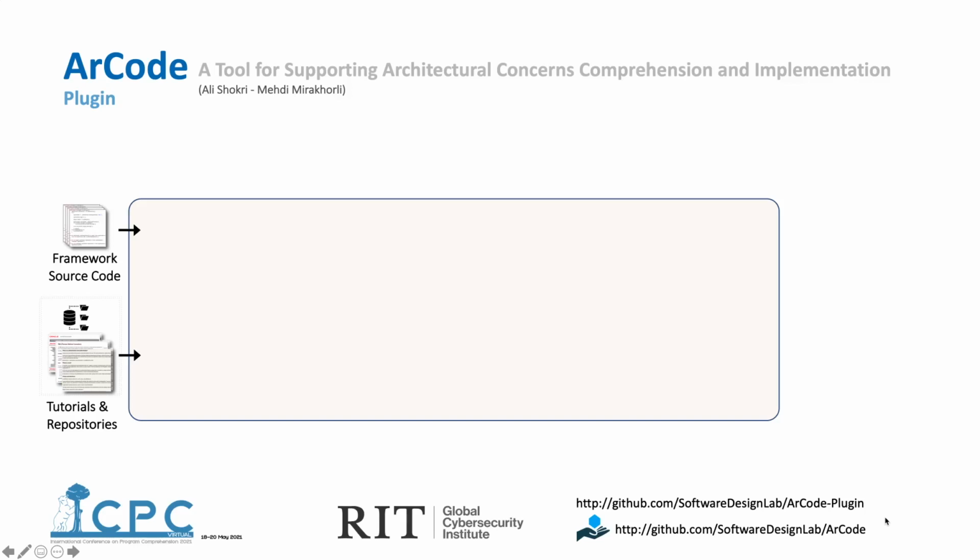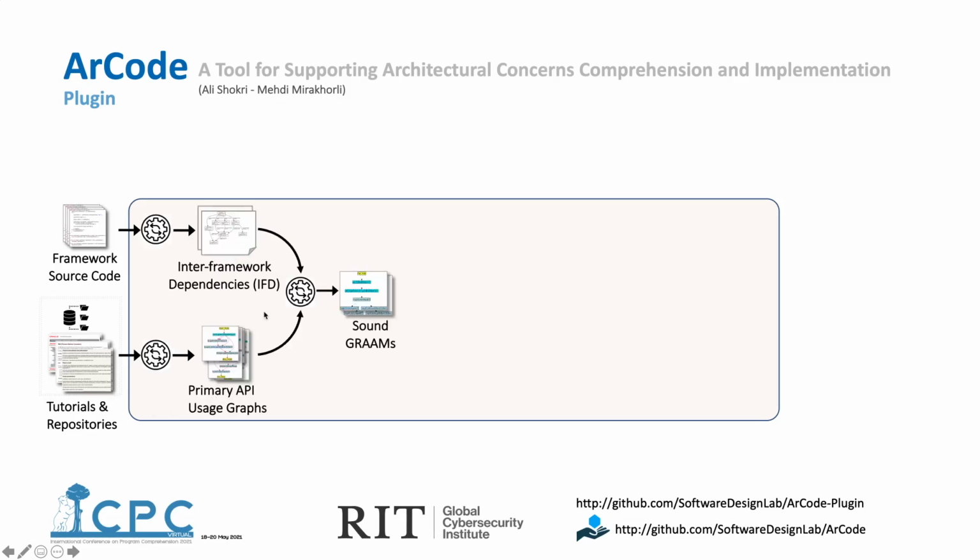So ArCode is an approach that aims to help programmers correctly implement architectural concerns, including tactics and patterns. ArCode takes in a framework source code, for example, the Jazz framework, which implements a security tactic, and a repository of code that use that specific framework. It then extracts some dependencies between APIs of that framework from the source code of that specific framework. And also it creates a repository of API usage models for those programs in the code repository.